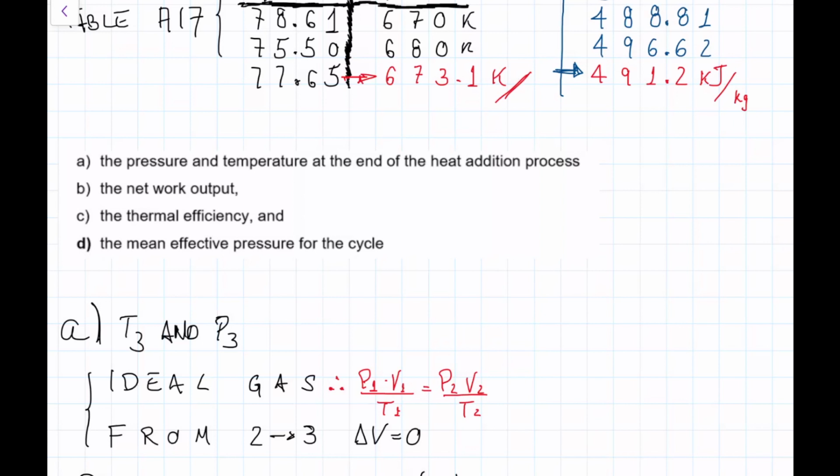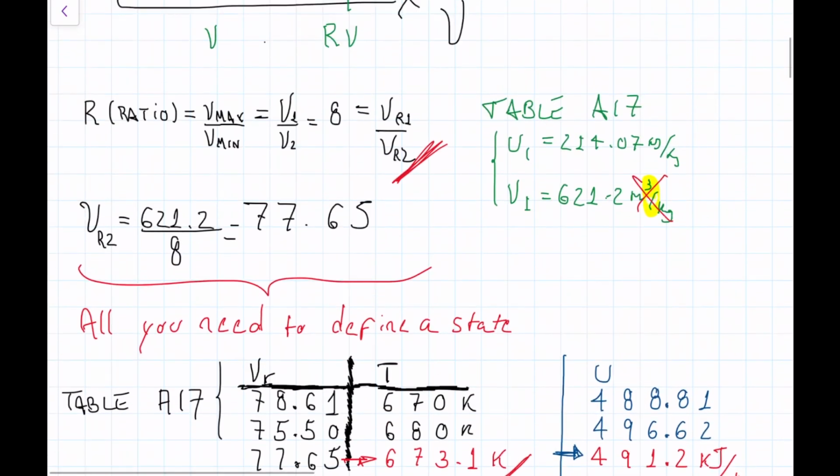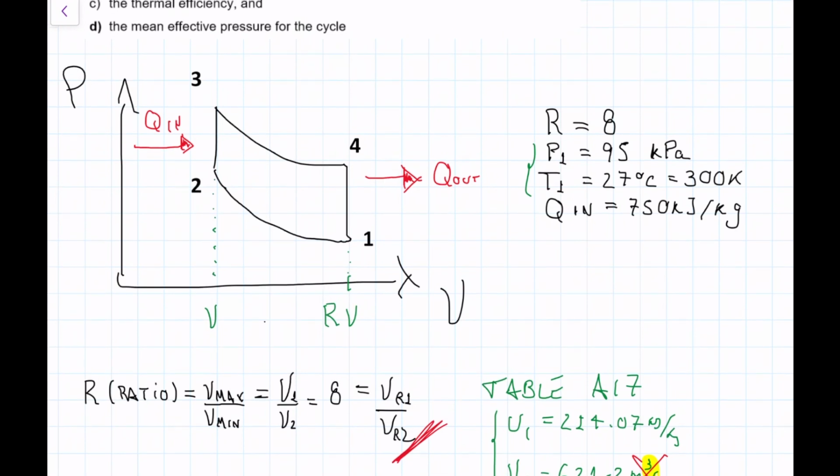Okay, so let's continue this problem. The first thing we need to determine is the pressure and temperature at the end of the heat addition process. So again, it doesn't say T3, P3 per se, but it says the end of the heat addition process. So we know it's T3, right? Because the heat addition process is this guy here, and therefore the end of the heat addition process is when we reach that end state there, which is state 3.